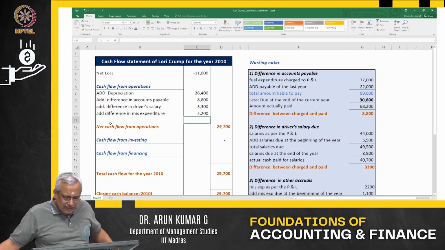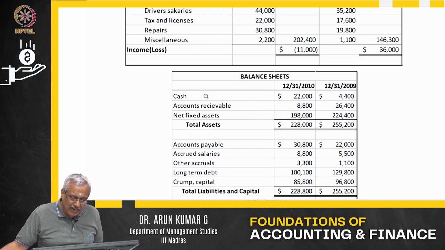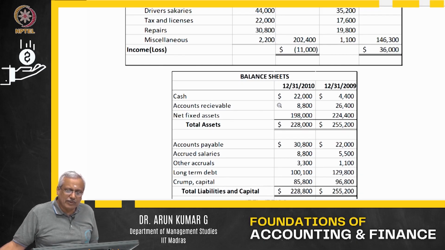Now that all the payables, all the liabilities part of it is over, long term debt, let us not worry about it. It is to do with investing activity. Capital is to do with investing activity. So, let us not worry about that. Now, let us go to the asset side. Leave out cash. Let us look at receivables.